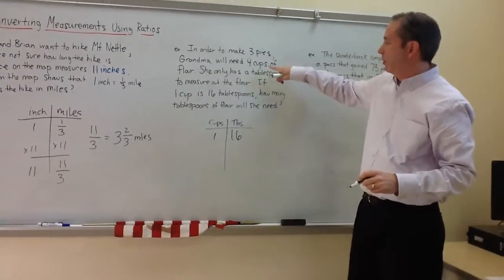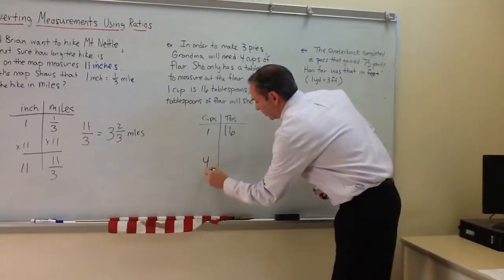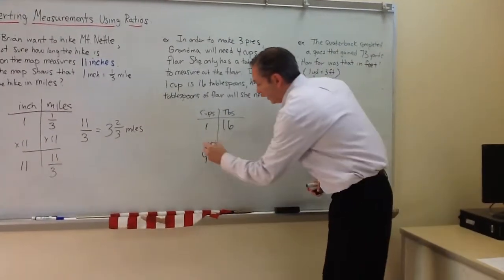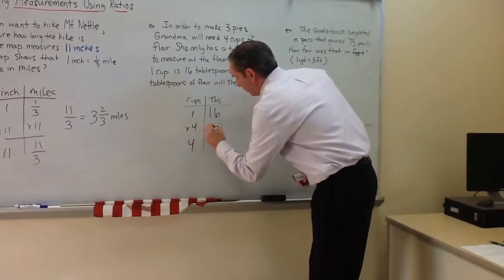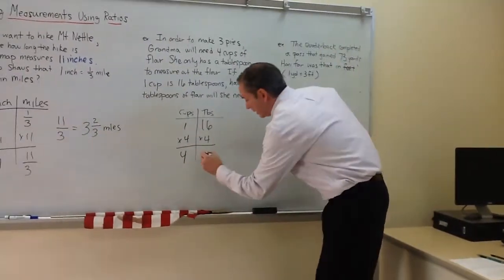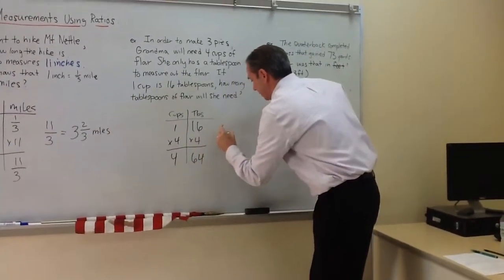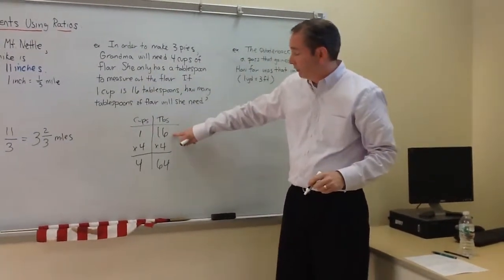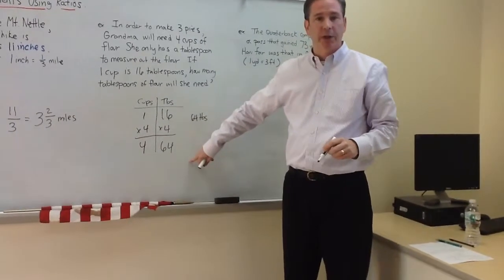We want to know how many tablespoons will be in 4 cups. So our table will help us do that with our conversion factor. If we multiply both sides times 4, we know that 4 cups will be 64 tablespoons. Again, we used our conversion factor to get where we wanted to go.